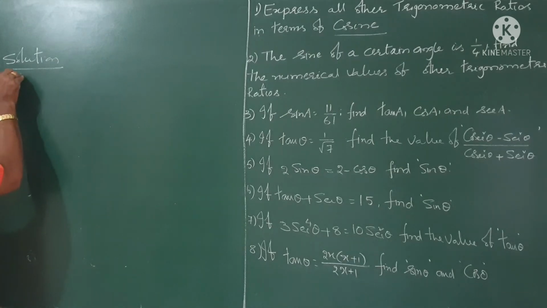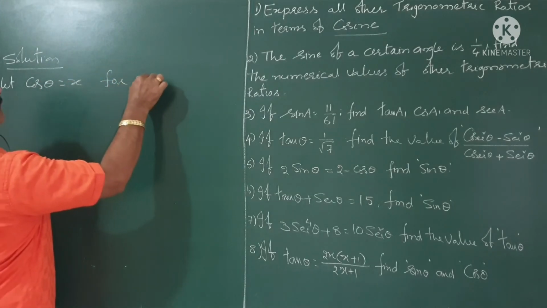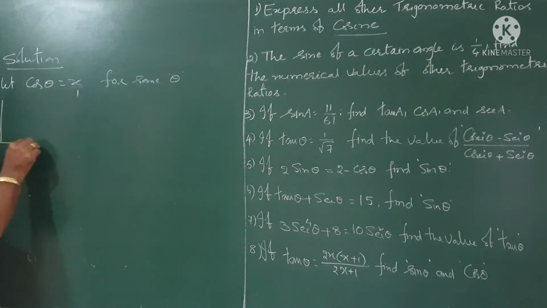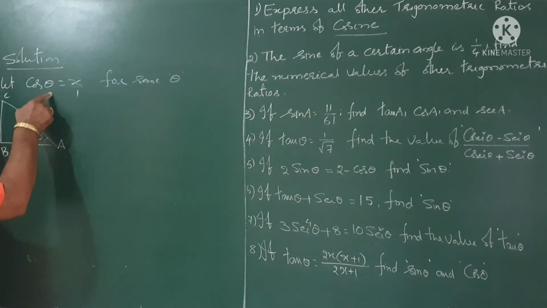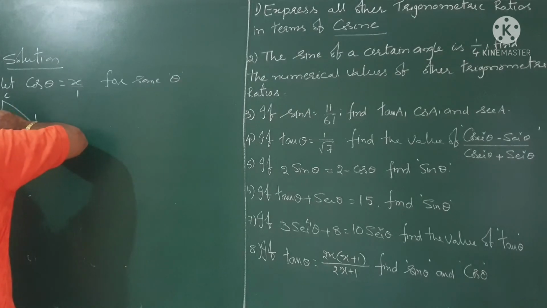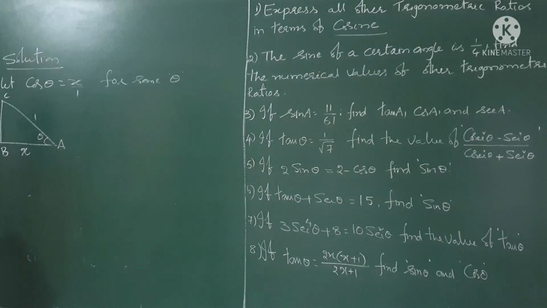So let cos theta is equal to x, or x by 1. Immediately draw a right angle triangle. This is A, B, C. Let this angle be theta. So cos theta is adjacent side by hypotenuse. So this is x and this is 1. By using Pythagoras theorem, we get this as root over 1 minus x square. So we have a right angle triangle and we have all the 3 sides.